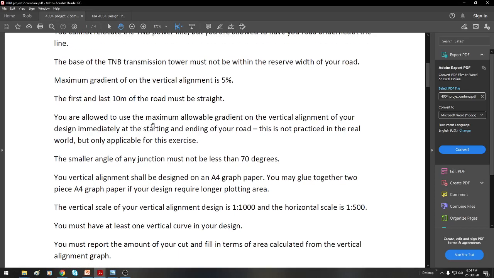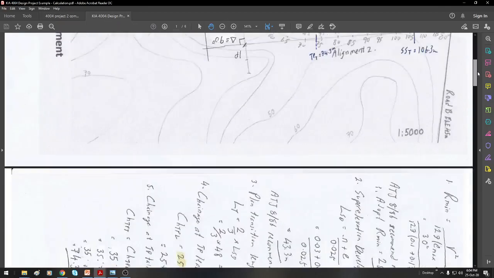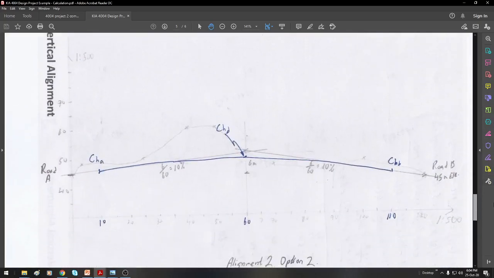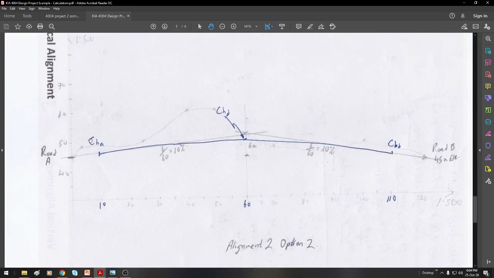You are allowed to use maximum allowable gradient on the vertical alignment of your design immediately at the starting and ending of your road. This is not practiced in the real world, but only applicable for this exercise. It means that this is the same case as your exercise example here. Your gradient here starts immediately. Immediately after you turn into your design road, you start climbing. So this is not a very good case.